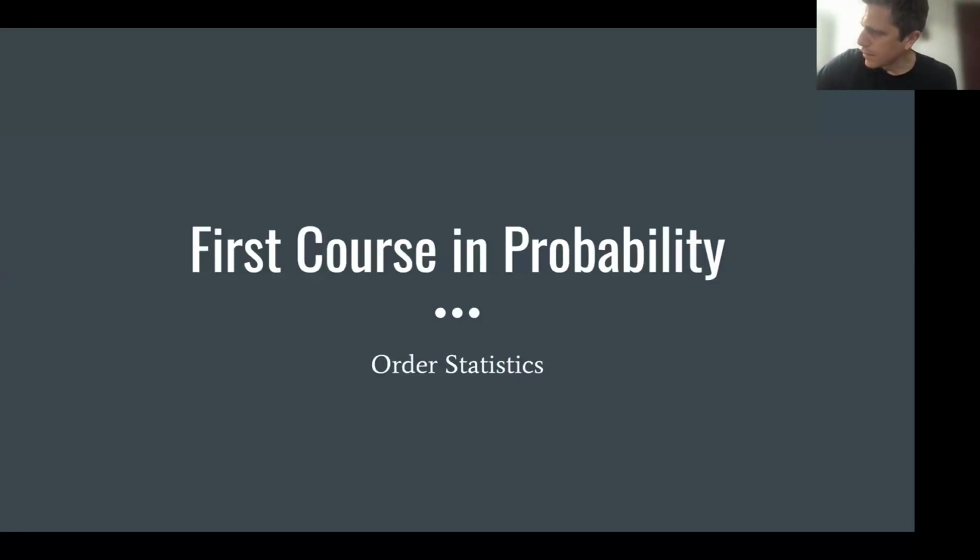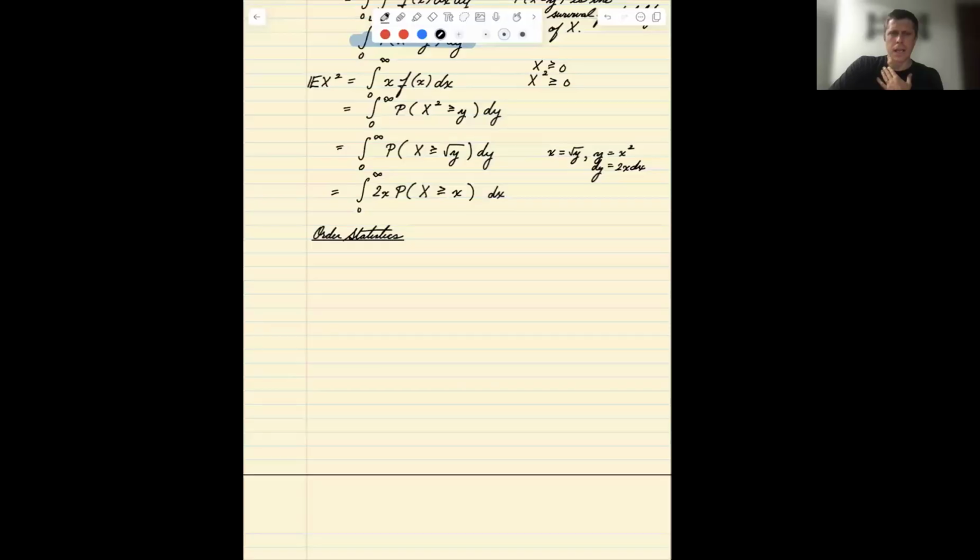All right. Next topic I want to talk about is what's called order statistics. Order statistics are what we get when we take a collection of random variables and then we put them in order. Okay. So let's just define that first. Let's suppose we have three or four independent, identically distributed uniform 0, 1 random variables.